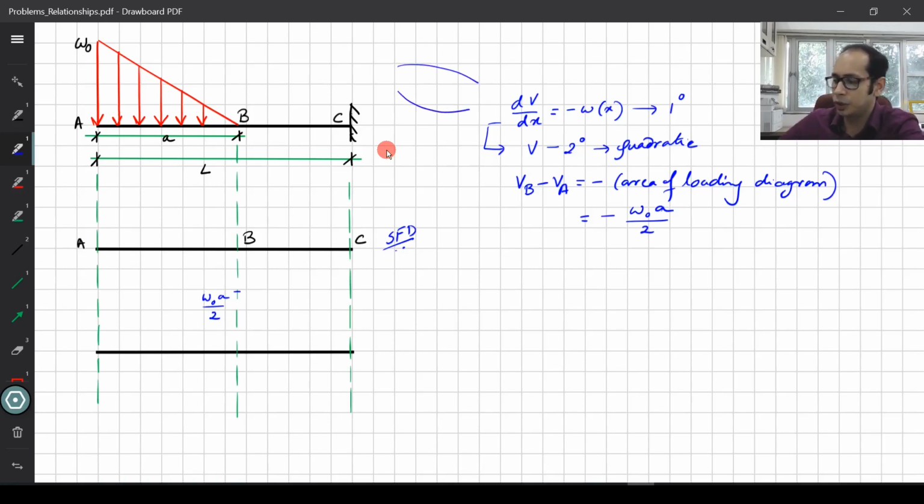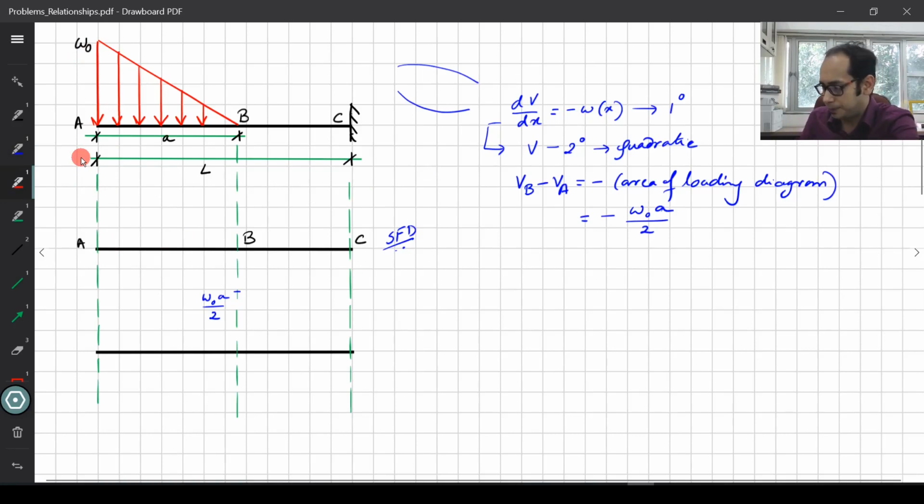So whether it is going to be concave up or concave down, an easy way to find that out is to look at the slope. Here, what is going to be the slope at this particular point? Remember, dV/dx is the negative of the distributed load at that particular point. So here I am going to have a slope of minus W naught.